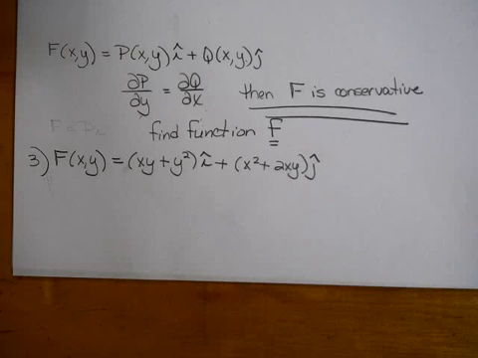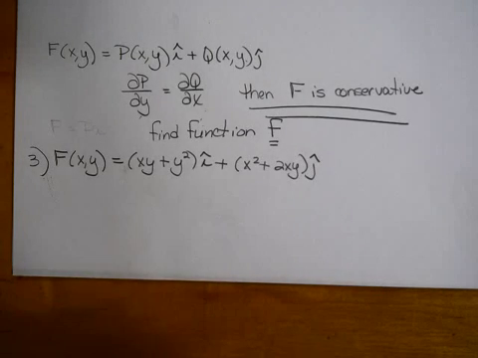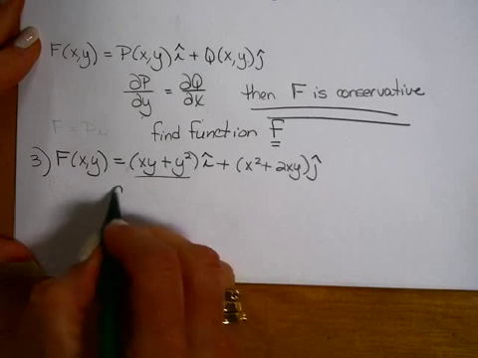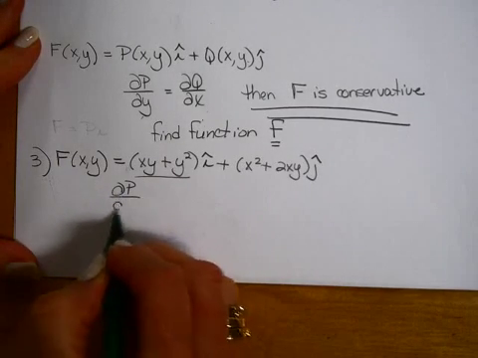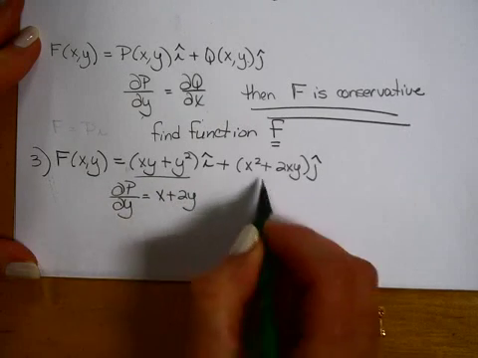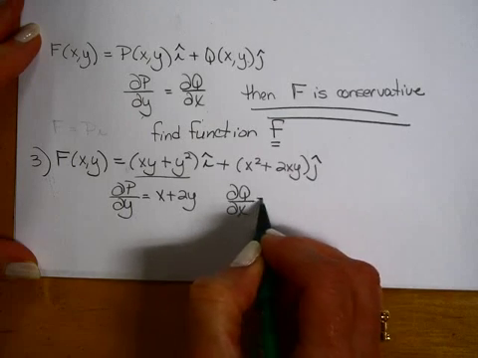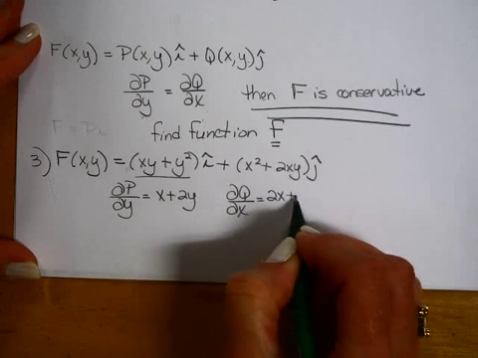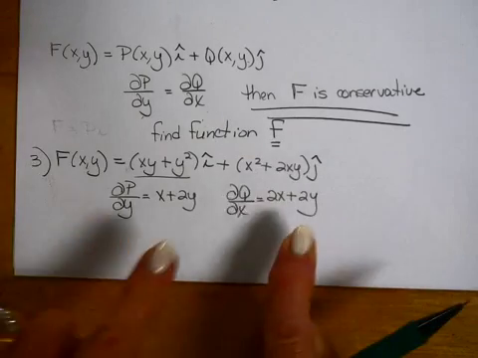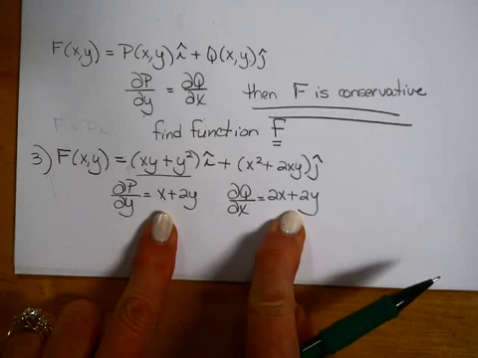They want to know, is this a conservative vector field? To see if it's conservative, you're going to do just like you would in DE if you were trying to see if this were exact. You take the partial of this, I'll call it P, with respect to y, which is x plus 2y. You take the partial of this Q with respect to x, that's 2x plus 2y. If these are exactly the same, it's conservative. This one is not conservative.